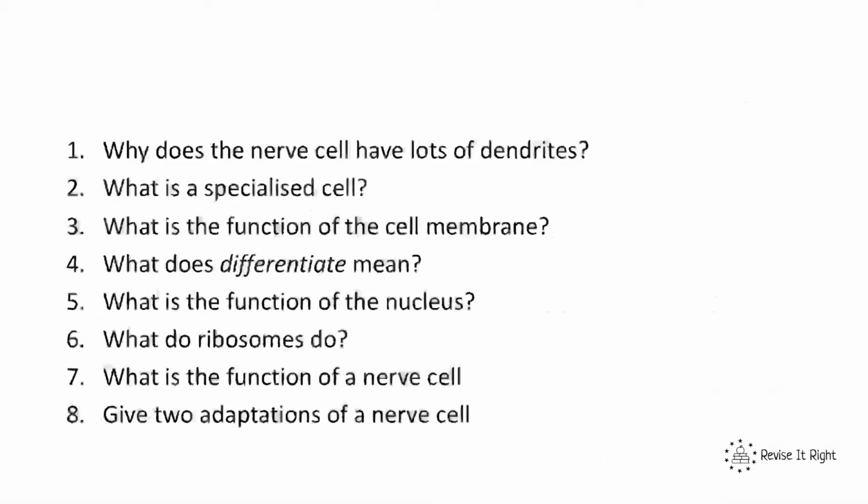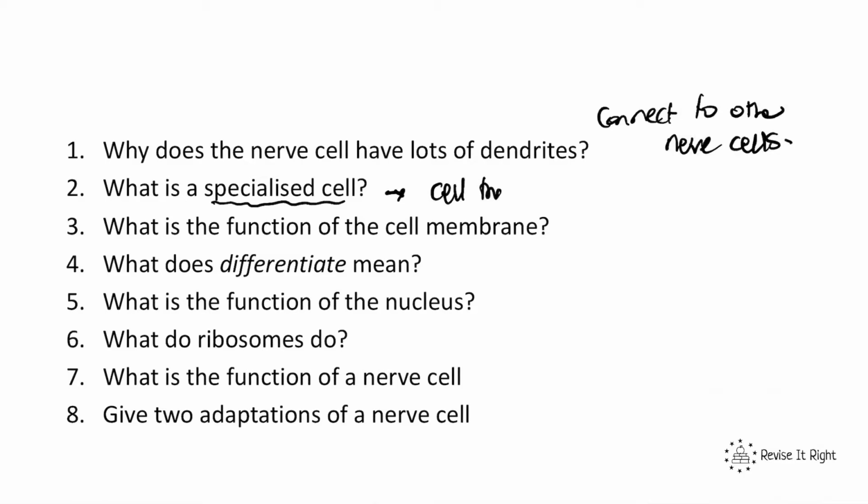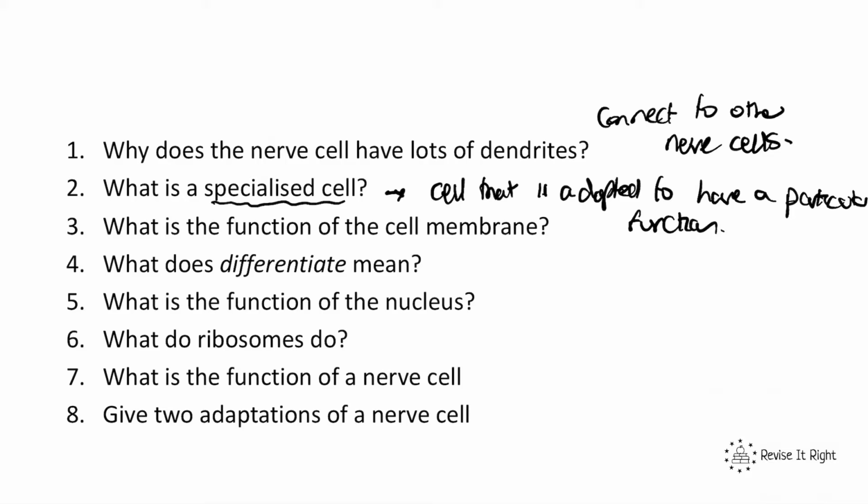Okay, so hopefully you've got the answers for these questions. First of all, why does the nerve cell have lots of dendrites? Well, we said the purpose of the dendrites was to connect to other neurons or other nerve cells. So that would be the answer here, to connect to other nerve cells. What is a specialised cell? Well, we said that it's a cell that is adapted to have a particular function. Okay, so a specialised cell is a cell that is adapted to have a particular function.